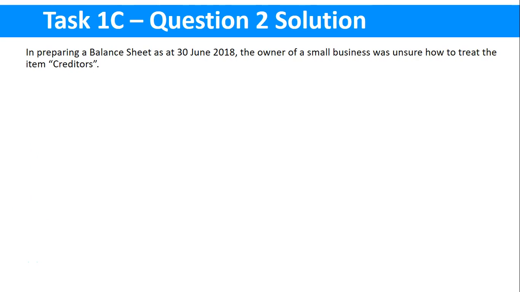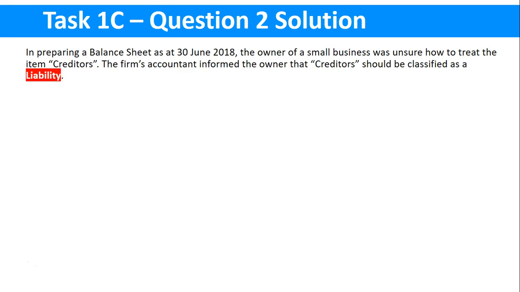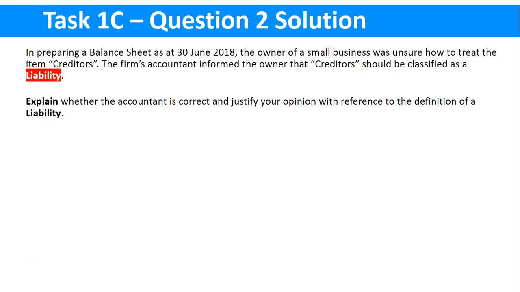In preparing a balance sheet at the 30th of June, the owner of a small business was unsure how to treat the item creditors. The firm's accountant informed the owner that creditors should be classified as a liability. Explain whether the accountant is correct and justify your opinion with reference to the definition of a liability.